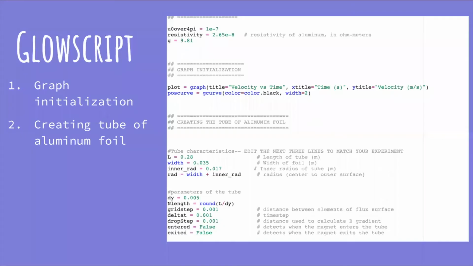For our GlowScript code, we were to find the initialization of it, and then we were creating the tube of aluminum foil in this screenshot right here. As you can see, we've got our characteristics: the length, the width, and the radius of our tube.